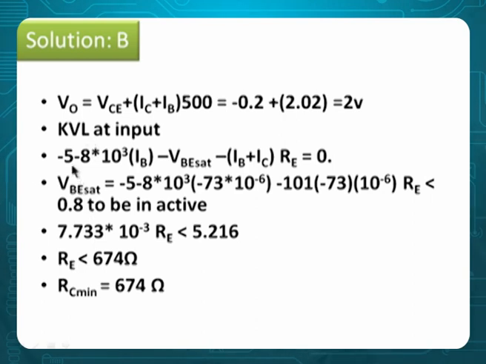Then for KVL at input, by assuming the values, you can apply the input KVL and solve for RE and RC minimum. So this is the meaning of the values that you can have. So emitter resistance you can estimate from the given values, because anything less than or equal, but if we take equal, we call it minimum.